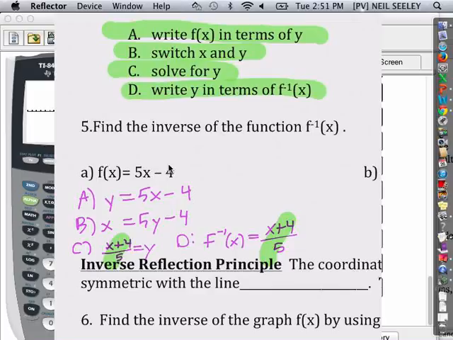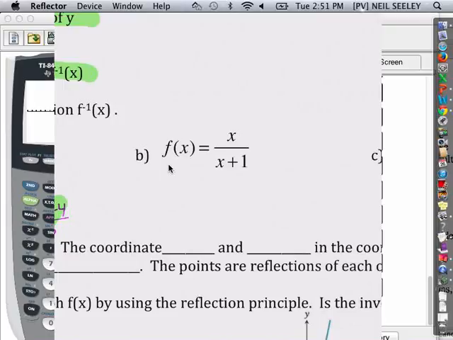One more, because we're at the end. I need another one. Hang in there, you can do this. A, y equals x over (x plus 1). You take out the f of x and put in y. Got it. B, swap them.